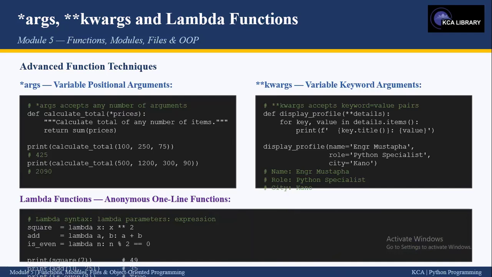The third technique is the lambda function, an anonymous one-line function. Lambda functions are written using the lambda keyword, followed by parameters and an expression. They are especially useful when combined with built-in functions such as sorted, map, and filter. And if you follow this example, that is how it is being written.